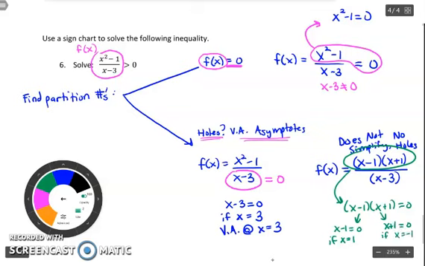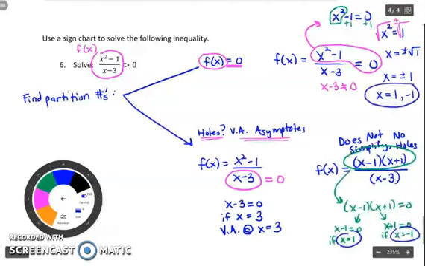Just to review some algebra real quick, I could also use the square root property. So I could isolate my x squared by adding 1 to both sides. That would give me the equivalent equation x squared is equal to 1. Then I can take the square root of the left-hand side as long as I take the positive and negative square root of the right-hand side. So I'd get x equals plus or minus the square root of 1. Well, the square root of 1 is just 1, right? So x is equal to plus or minus 1. So either x is a positive 1 or x is a negative 1. I ended up with the same partition numbers using either method there.